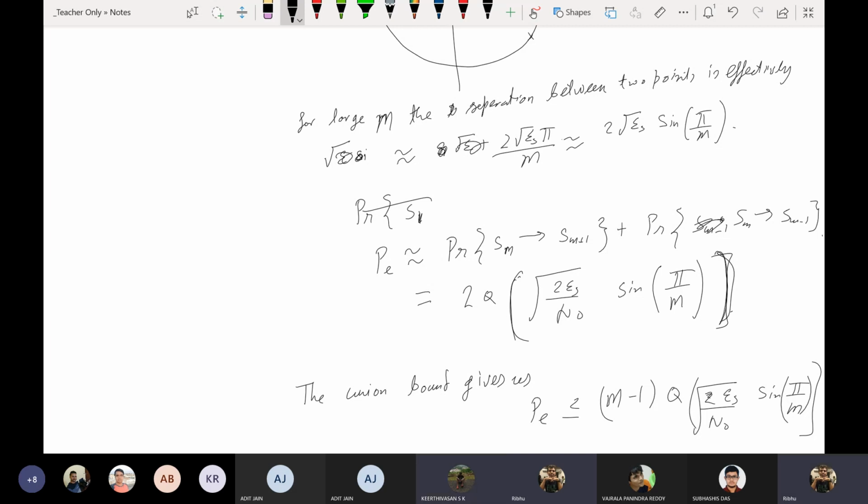Sir, for large M, is the noise variance small enough that we can say most of the probability will be within the immediate neighbors? See, you can transmit as large power as you want. That's why we have this 2Es by N naught. Your lab sheet 5, I believe, has this experiment.